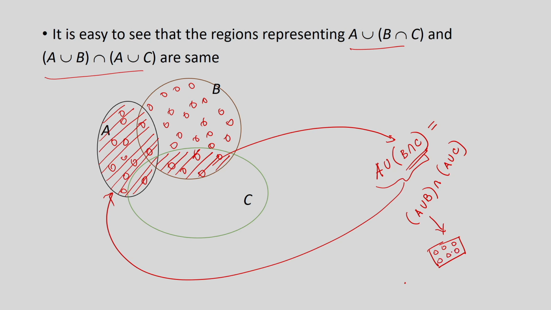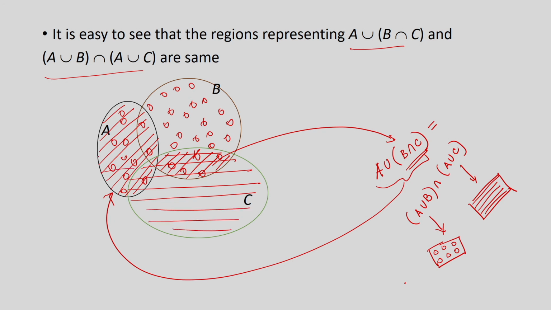Okay. So, this entire two circles put together, A and B together, including the intersection of A and B. And what about A union C? So, let me use another shade which is kind of horizontal strokes. So, this will be A and C put together. This is C and this is A, this and this together.